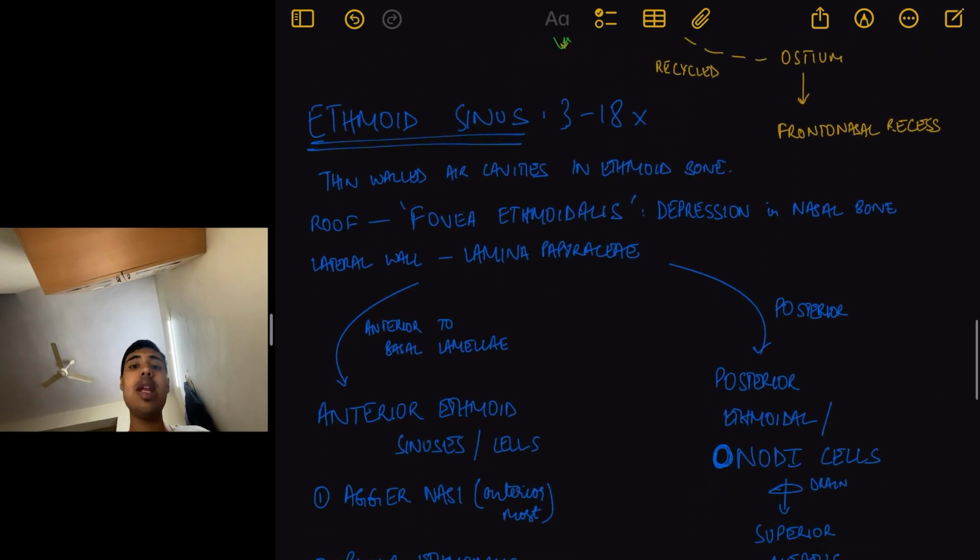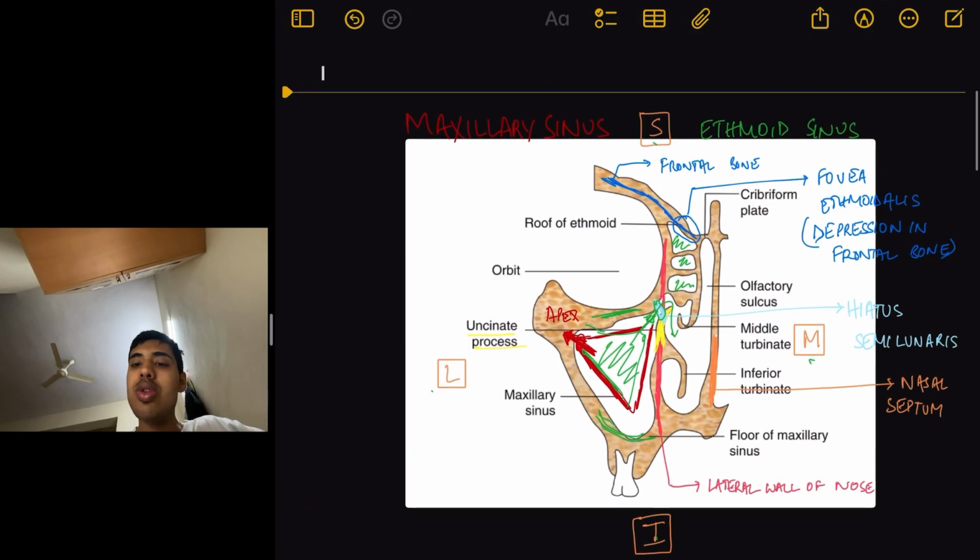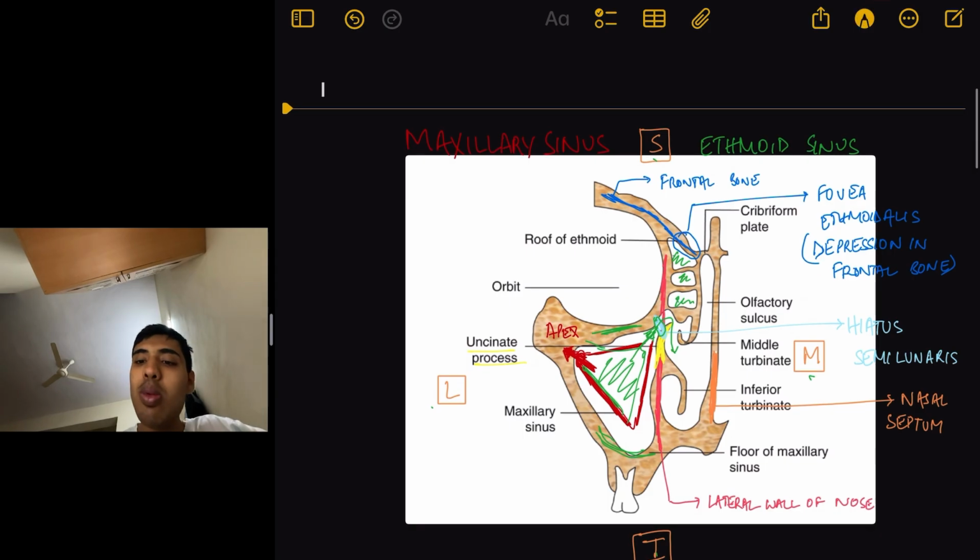Then let's come to the ethmoidal sinus. Now, in the ethmoidal sinus, you have 3 to 18, very, very important, 3 to 18 thin air-filled cavities in the ethmoid bone. Let's come back to this diagram. So here you can see these ethmoidal air cells. So this is nothing but the ethmoidal air cells.